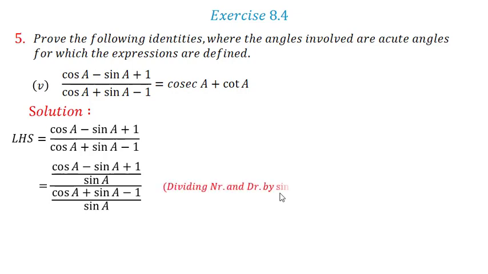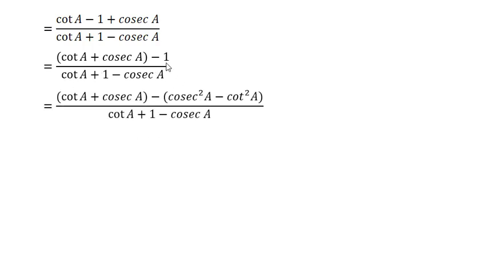Once I divide by sin A, cos A upon sin A will become cot A, sin A upon sin A will become 1, and 1 upon sin A will become cosec A. The denominator will become cos upon sin as cot, sin upon sin as 1, and 1 upon sin as cosec. Now I will keep this cot A and cosec A together, minus 1, and the denominator cot A plus 1 minus cosec A. Now I have to keep this denominator as it is, and this 1 I will write as cosec square A minus cot square A.